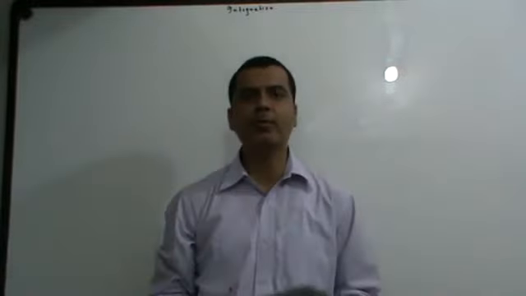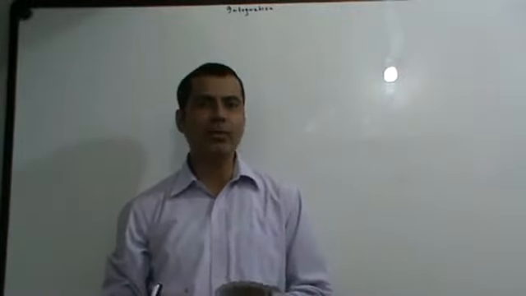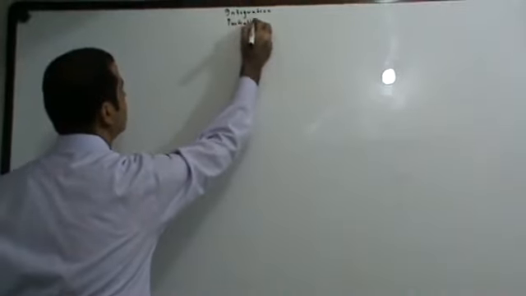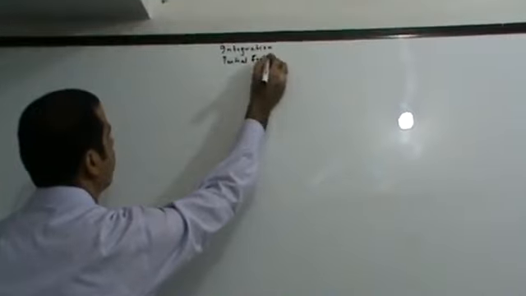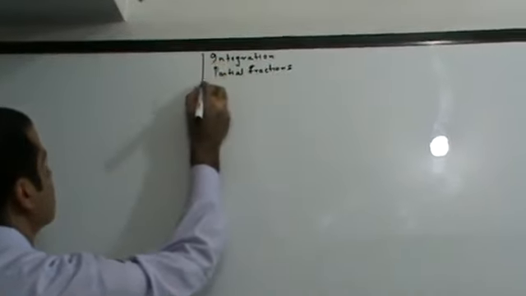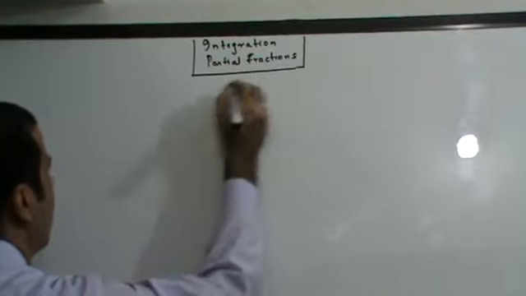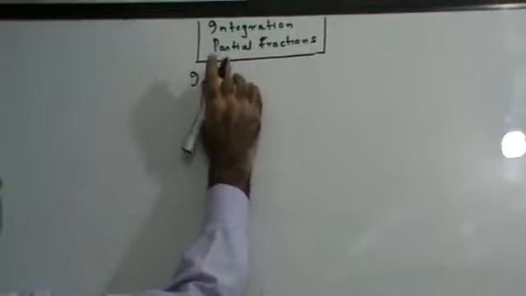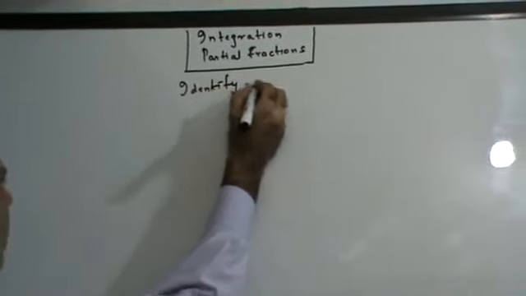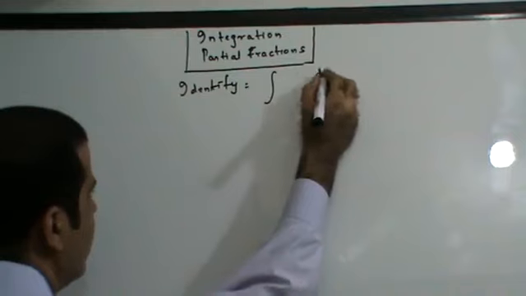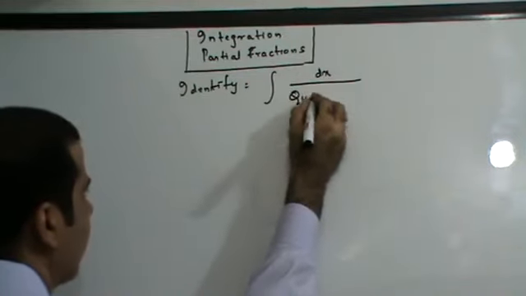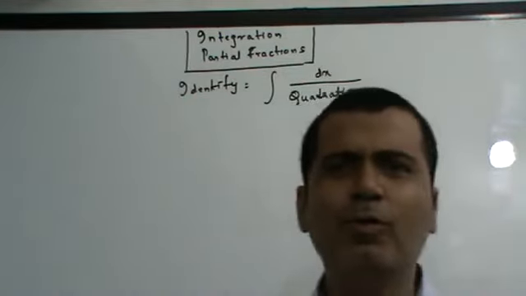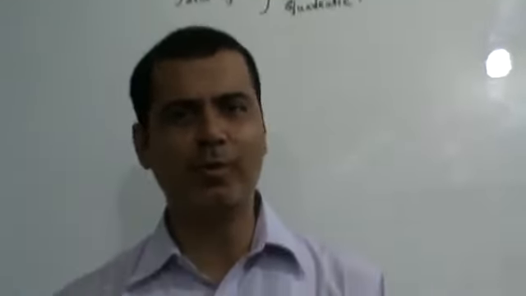We'll start with another chapter of integration called integration by partial fractions. How do I identify it? It will be in the form integral of dx upon quadratic. Question: if it is dx upon quadratic, why don't I do it directly by the quadratic method?